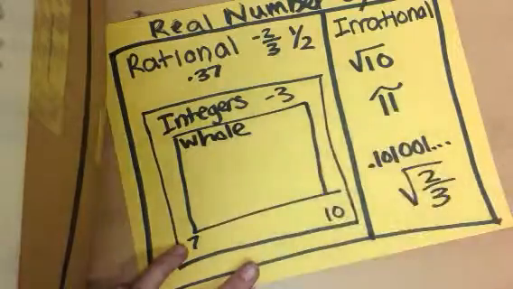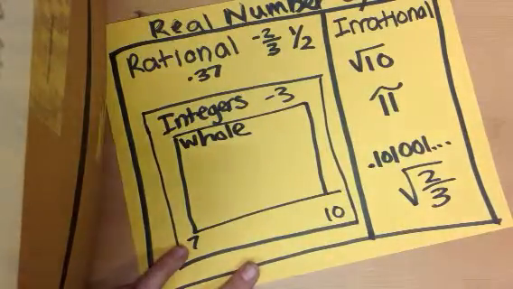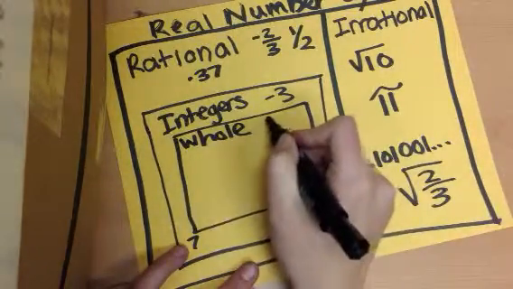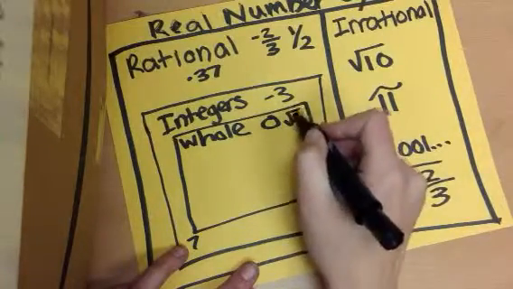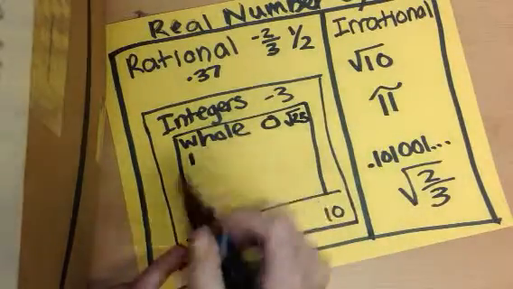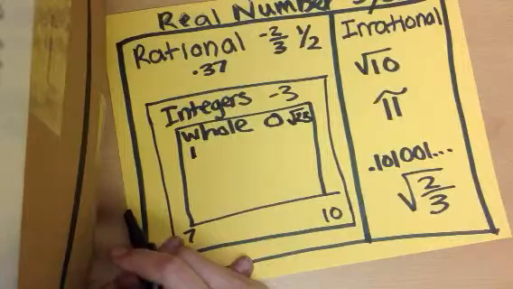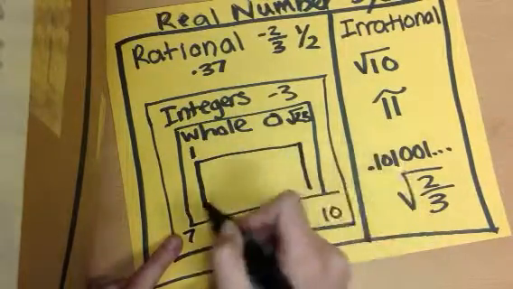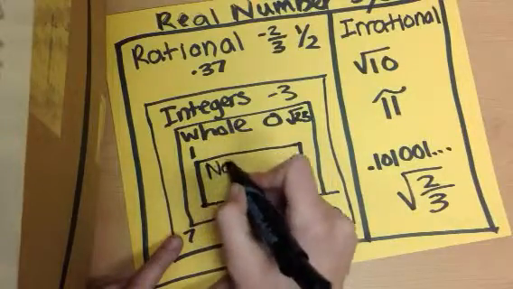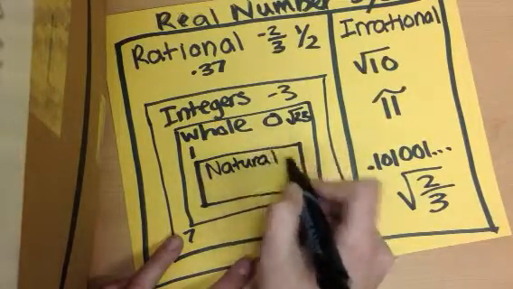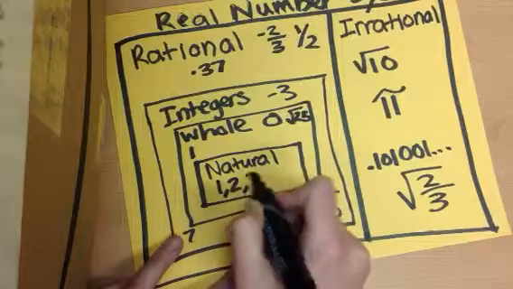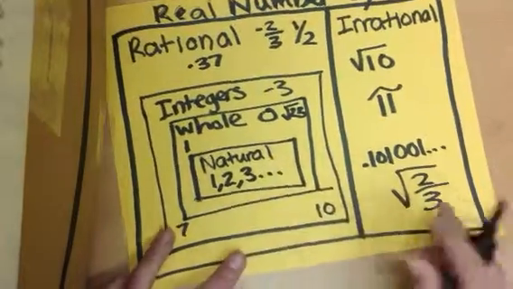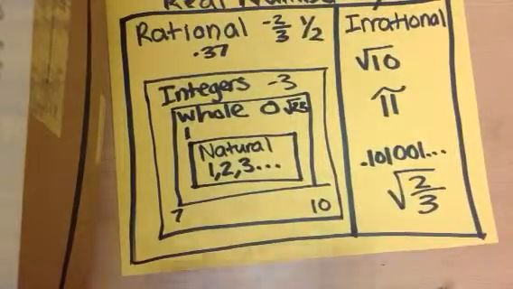Now, whole numbers start at 0 and are anything positive. So examples would be 0, radical 25, 1, and so on. Now, the last category is natural numbers. And that's inside of whole numbers. So these are natural numbers. And natural numbers start at 1 and work their way up. 1, 2, 3, 4, 5, 6, and so on.